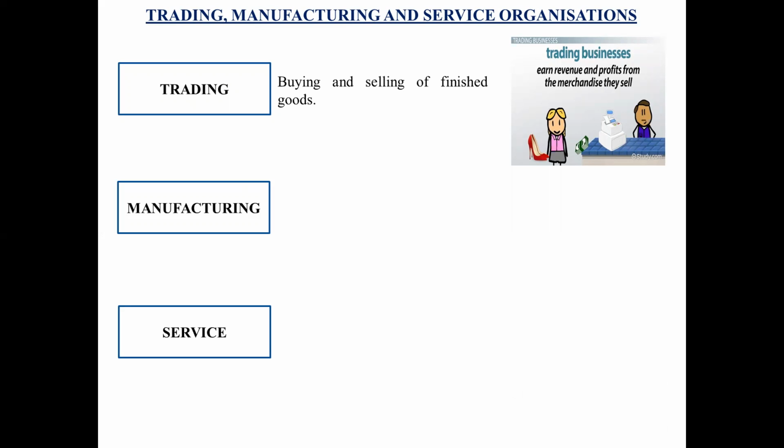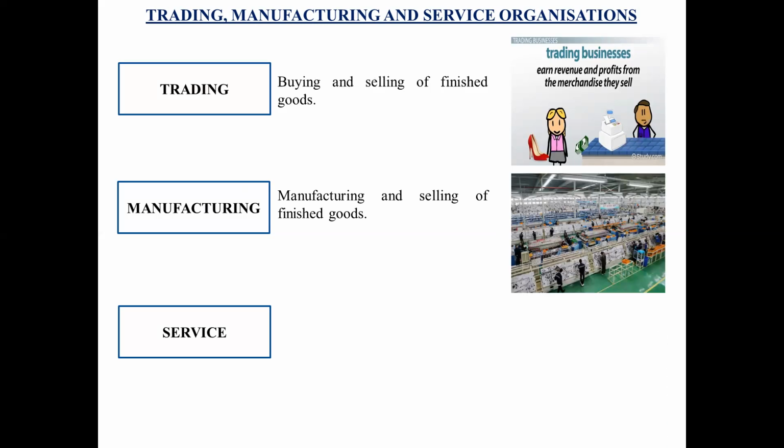The second one is manufacturing organization. In manufacturing organization or manufacturing business, instead of buying it from outside, you manufacture your goods and you sell it to the customer. So the main difference between the manufacturing and the trading organization is that in manufacturing organization, we are manufacturing goods, and in trading organization, we are buying it from outside and then selling to the customer. So in manufacturing, we are manufacturing and selling the finished goods.